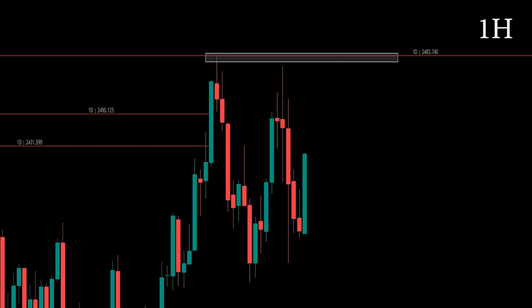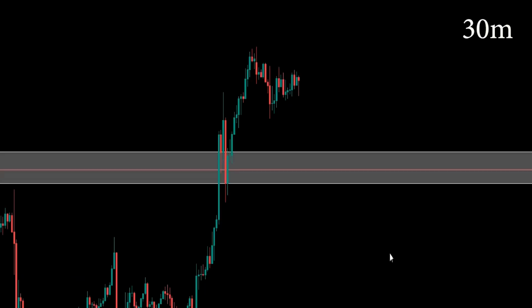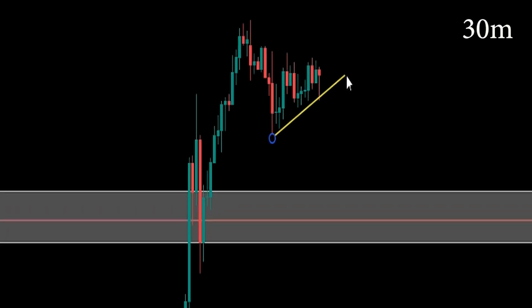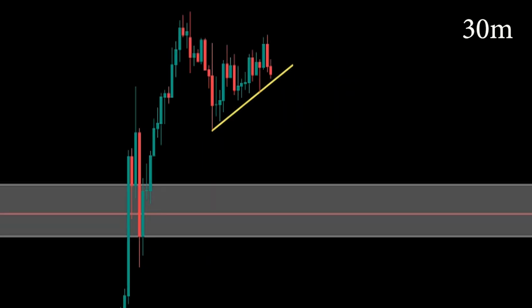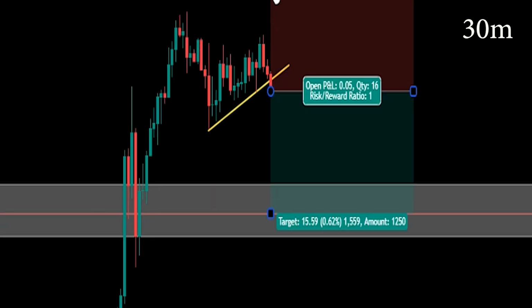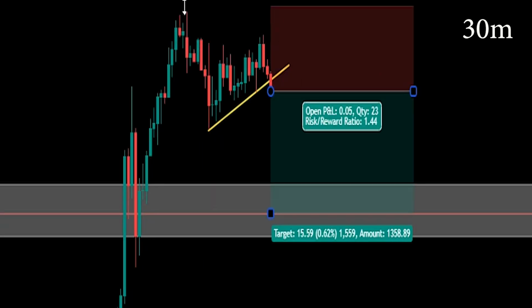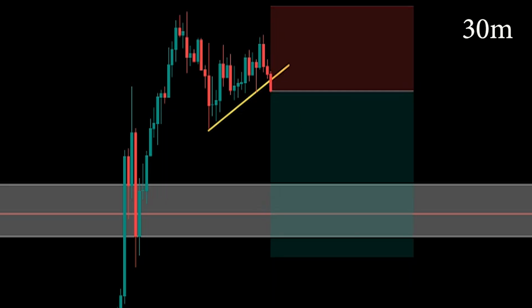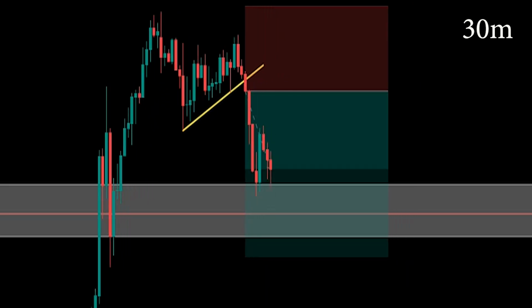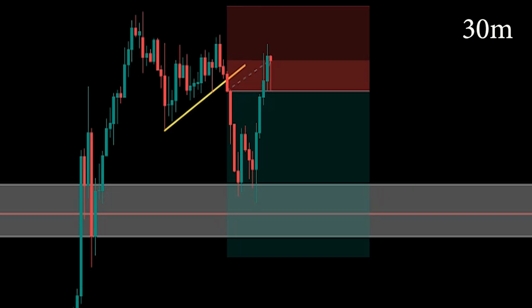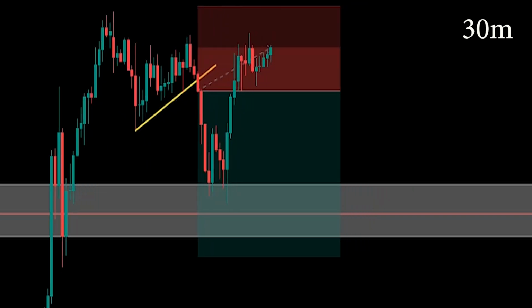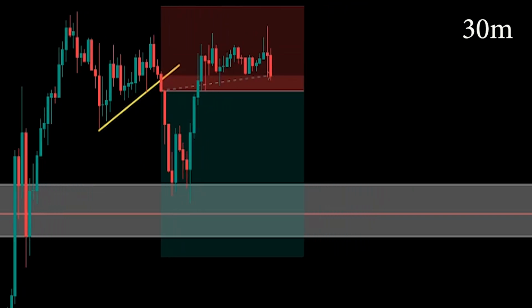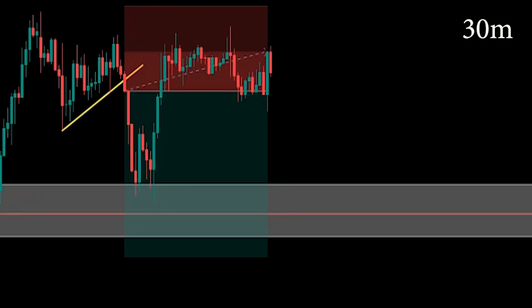The indicator marks a resistance level. We wait for the price to reach it and switch to the 30-minute time frame to draw the last trend line. Enter the position when the trend line breaks, place the stop loss above the previous high, and set your target. The price initially moves toward the target and even reaches the 1:1 target. However, it reverses and hits the stop loss. We took a stop loss, and that's okay.